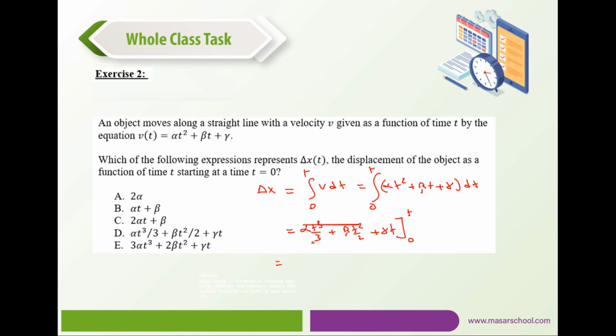And now we need to compute this solution at the upper bound minus the lower bound. The lower bound would be 0, because replacing t by 0, each term would be 0, so we can replace just by t, and that would be the same answer: alpha t cubed over 3 plus beta t squared over 2 plus gamma t. The correct answer in this case would be D.